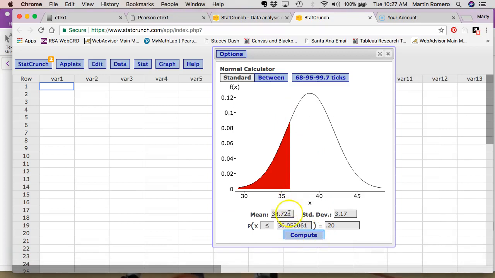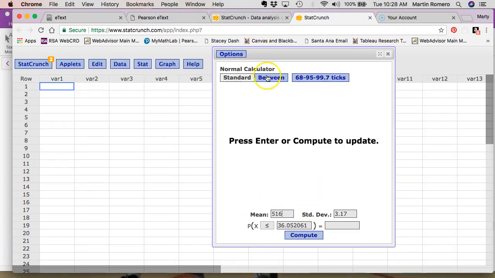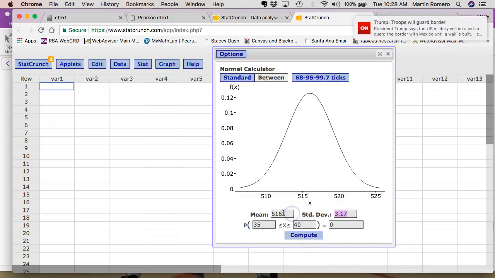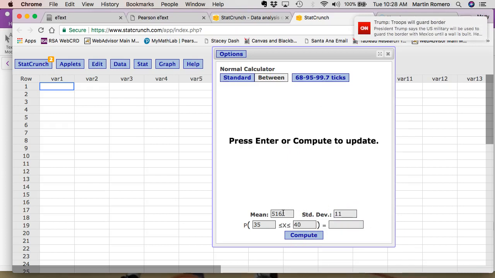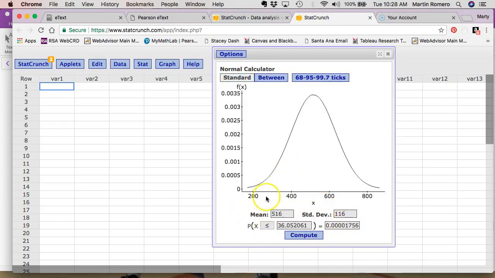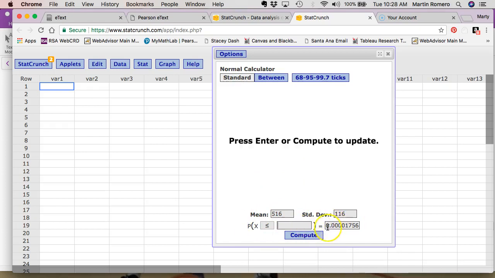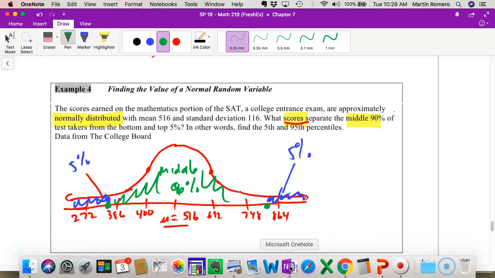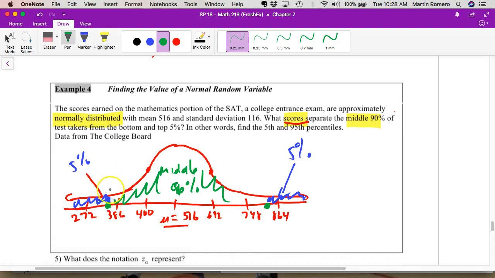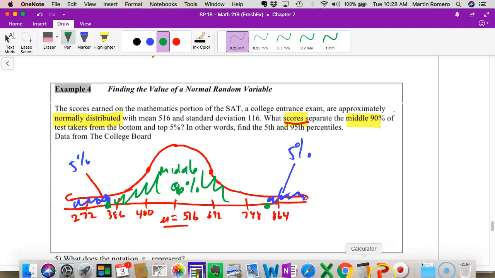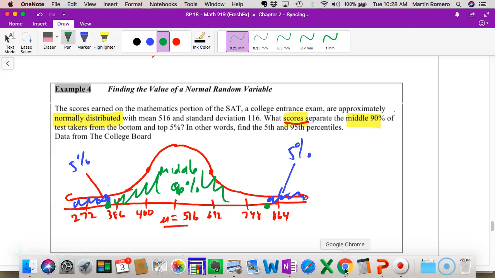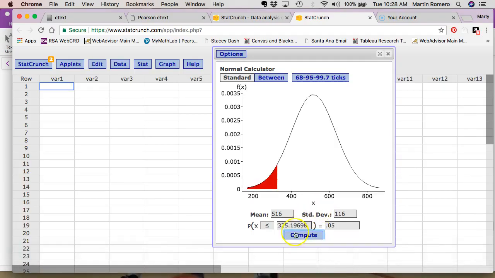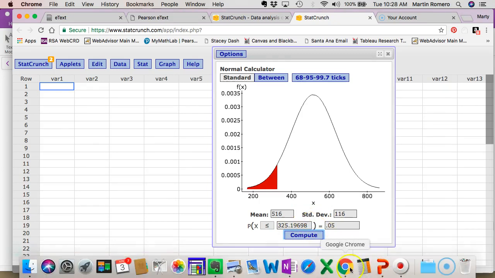And so we go back to the mean, which was 516, and the standard deviation, 116 there. And so what we need to do is put those in. I want the bottom 5%, so I'm going to put 0.05 here. By doing this 0.05 with that mean and standard deviation, what I'm doing right now is calculating this value right here. I'm trying to find the value that separates the bottom 5% from the rest of the group. Compute. And so you get 325.20. 325.20 is the value there.